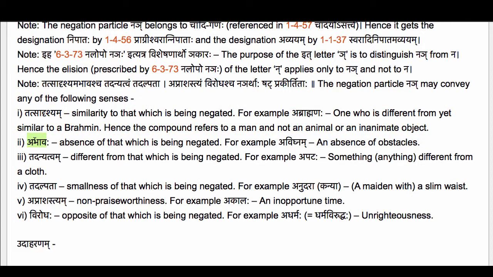Second sense is abhavaha, absence of that which is being negated. For example, avignam, an absence of obstacles. So the particle nai here means a complete absence, zero obstacles. That is what is conveyed by the compound avignam. Third sense is tadanyatvam, different from that which is being negated. For example, apataha, anything different from a cloth. It doesn't mean similar to a cloth, doesn't mean zero cloth. It means anything different from a cloth. It could be a pot, it could be a stone, it could be anything. So there is no sense of similarity, there is also no sense of complete absence.